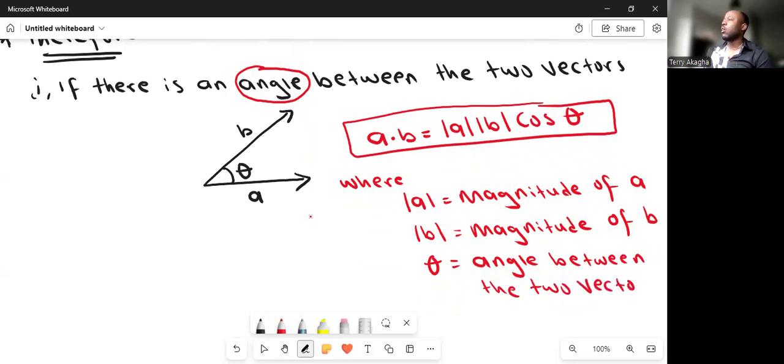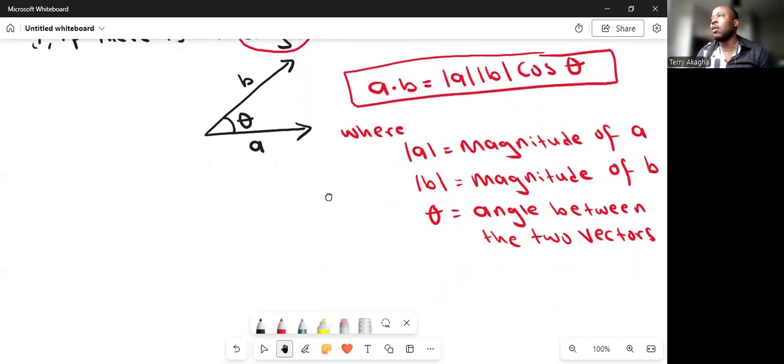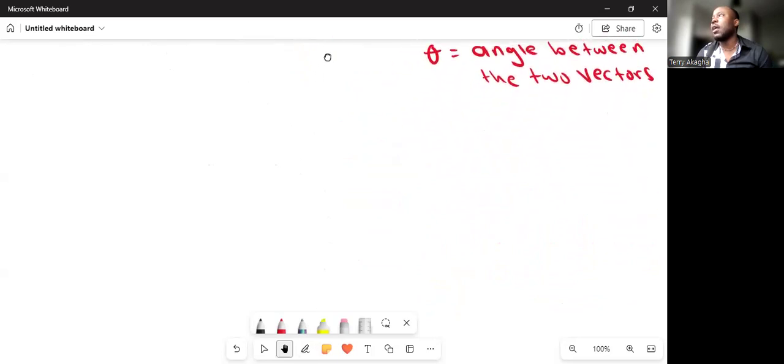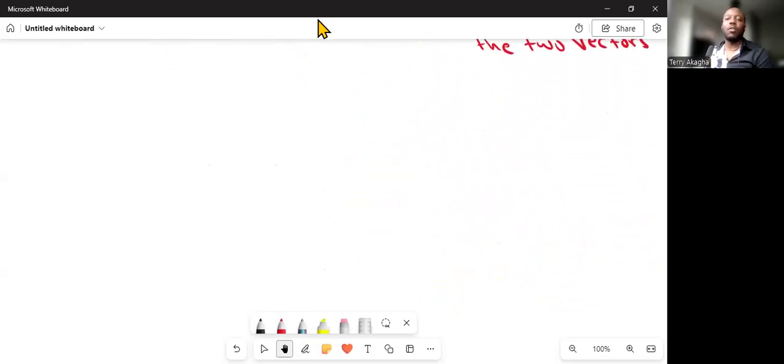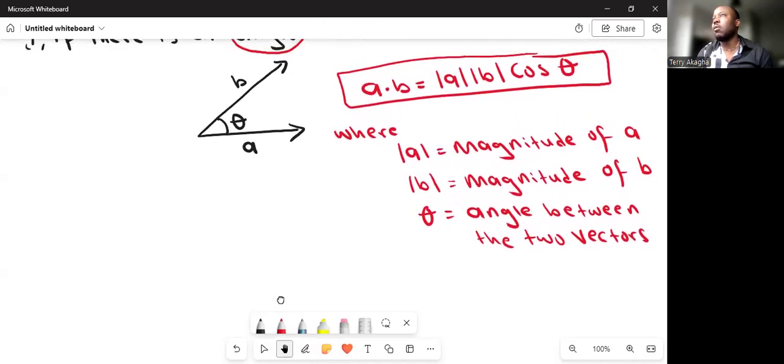So if, for instance, you are given A dot B, so you have two vectors and the angle is between them. Now, that's how you do the first one. Now, the second one is if there is no angle between them, but they are being expressed in terms of i, j, k. So number one was if there's an angle, right?